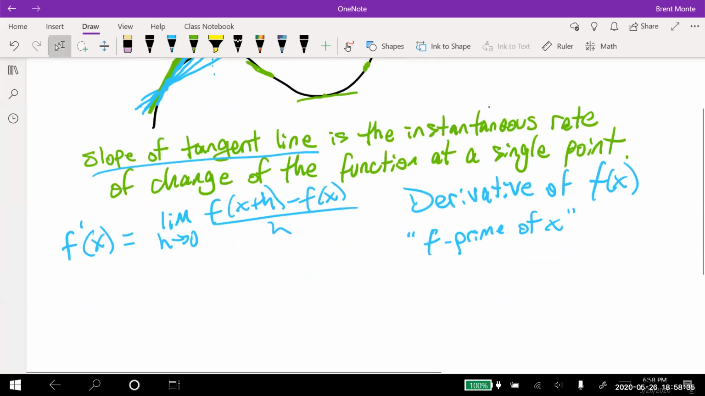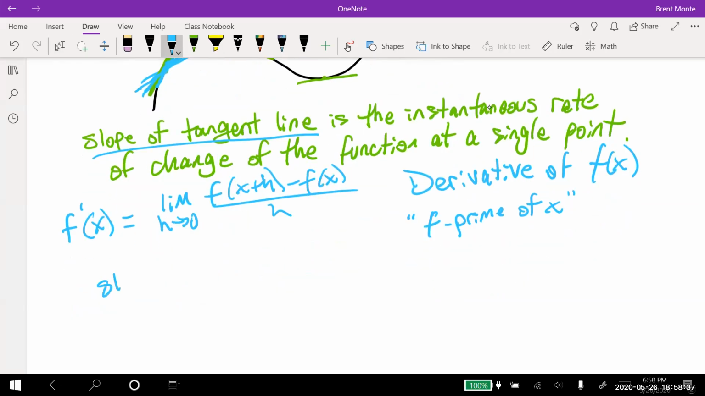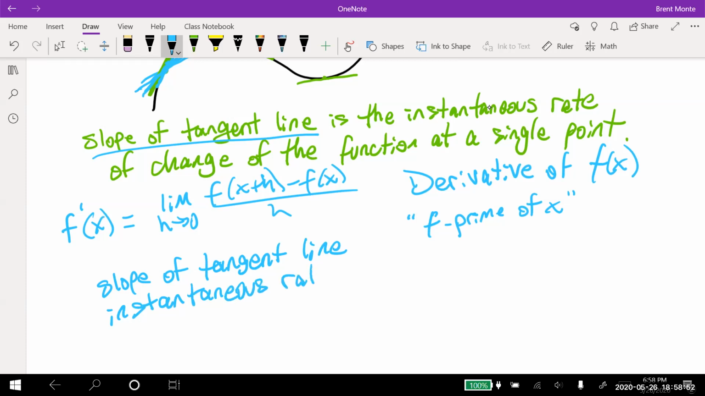So here we'll put slope of tangent line here so that we have it all together. It's the slope of the tangent line, but more specifically, it's the instantaneous rate of change of the function. Not the average rate of change, instantaneous rate of change of, we'll just say f of x.